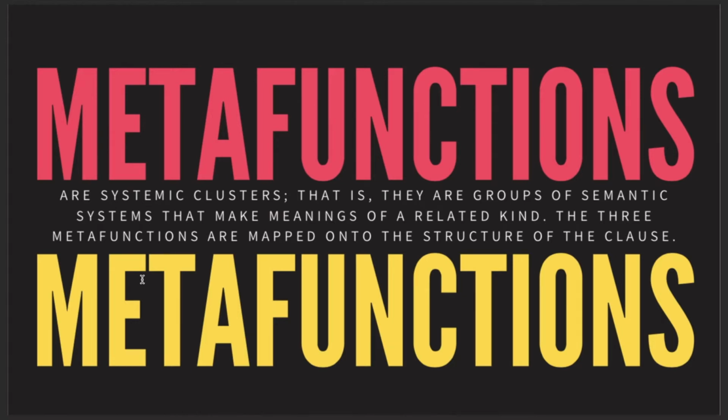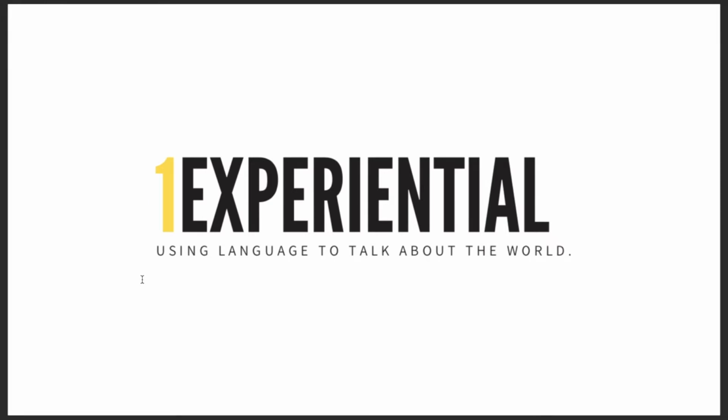The three metafunctions are mapped onto the structure of the clause. So it means to say that these metafunctions serve a particular purpose with a realized particular structure in a grammar. It carries a particular categorization, and that is what we call metafunction. Okay, so we have three broad metafunctions. Number one, experiential. We use language to talk about the world, which coincides with Michael Halliday's first articulation of the usage of language, which is to express, to make sense, to realize, to concretize.